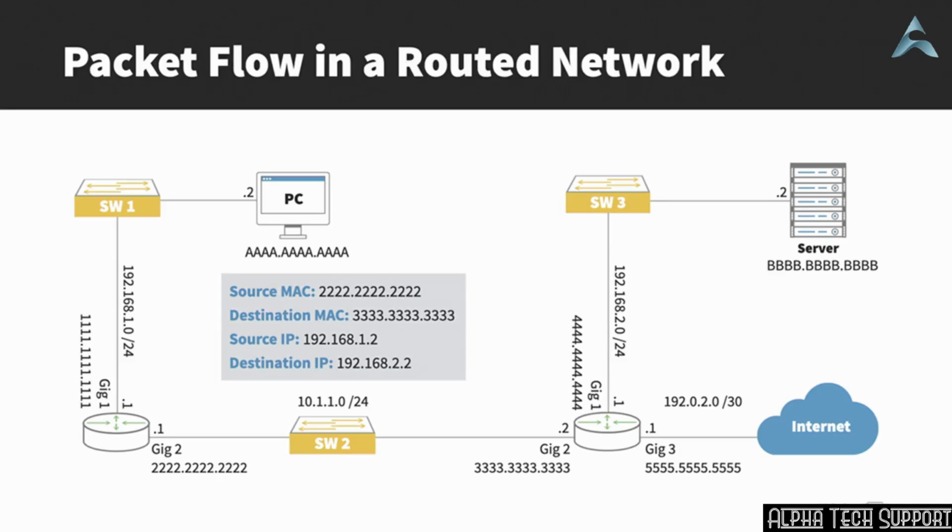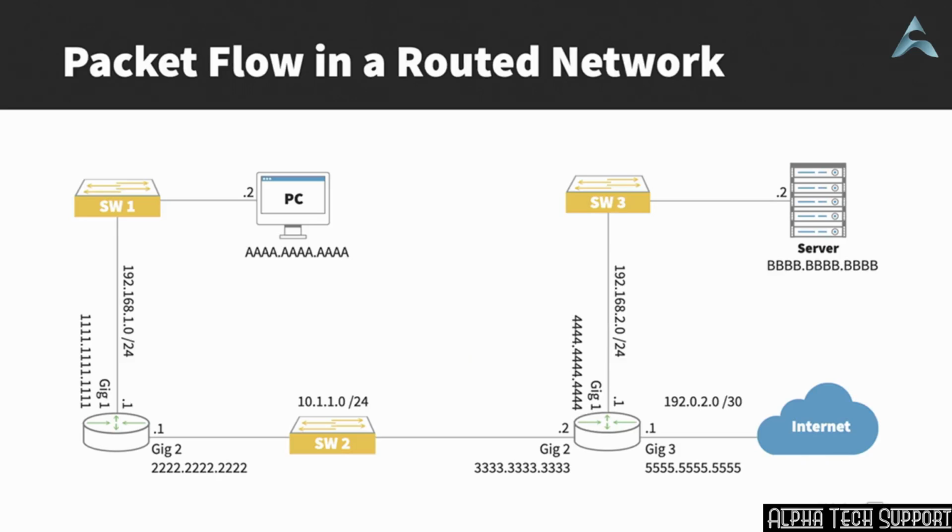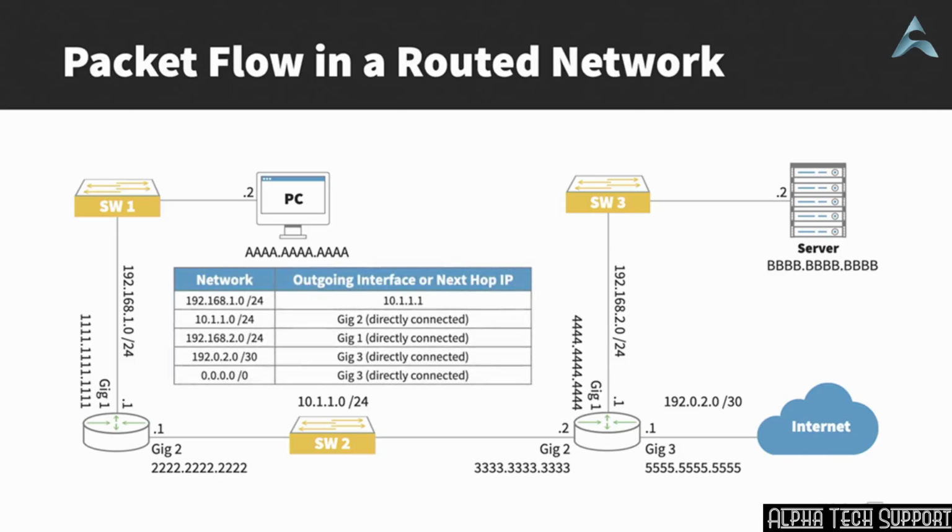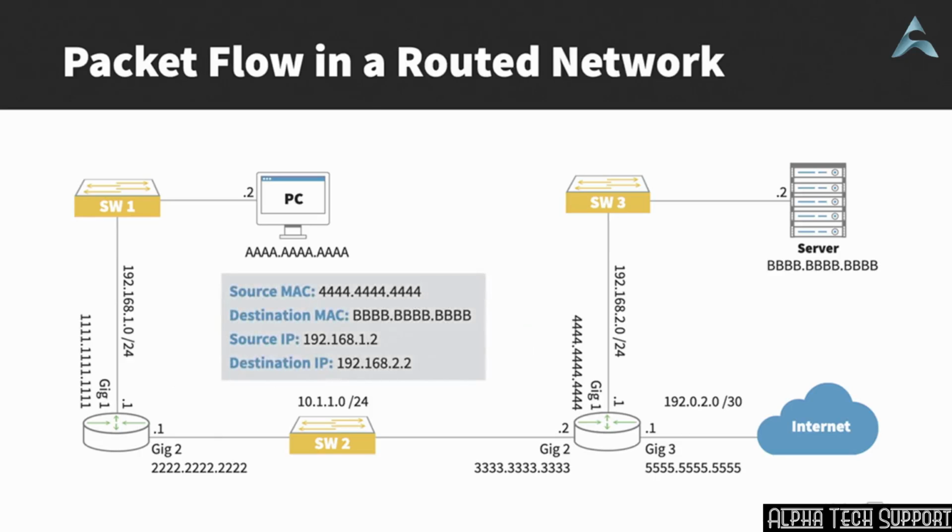But now R2 is in possession of the packet. It takes a look at that destination IP address and it asks, can I get to 192.168.2.2? Well, in this case, R2 says, yes, I'm directly connected. I just need to send this out of interface Gig 1, and it does. And that gets the packet up to the server. And in that last leg of the journey, as we're exiting R2 on Gig 1, that Gig 1 MAC address is our source MAC address for this segment, and the destination MAC address is finally the all B's MAC address of the server.